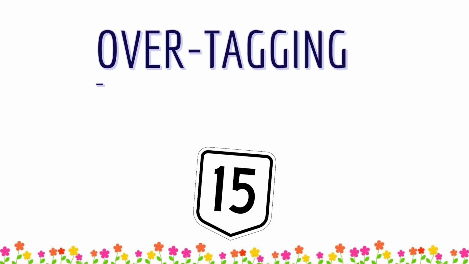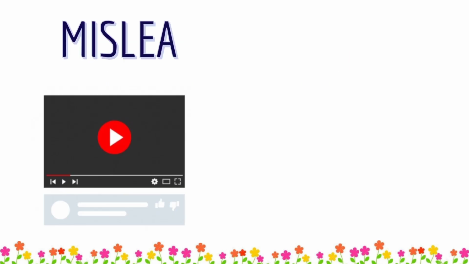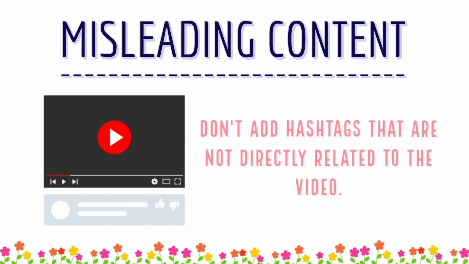Over-tagging. Don't add too many tags in a single video. If a video has more than 15 hashtags, YouTube will ignore all hashtags on that video. Misleading content. Don't add hashtags that are not directly related to the video.